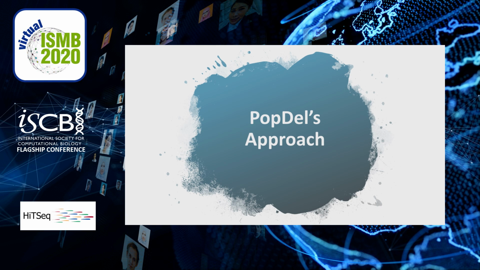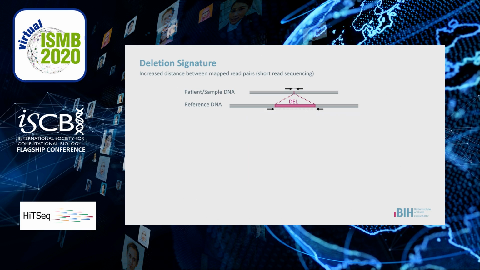This brings us to our tool PopDel, which implements the joint calling approach for SVs. Like other tools, PopDel detects deletions by observing the increased distance between the mapped read pairs, which is caused by this deletion. As you can see in this picture, the distance between the read pair at the top of the figure increases when mapped to the reference DNA. This is the main signal PopDel is looking at.